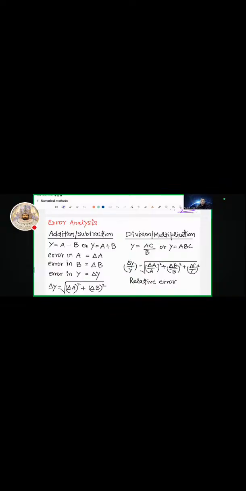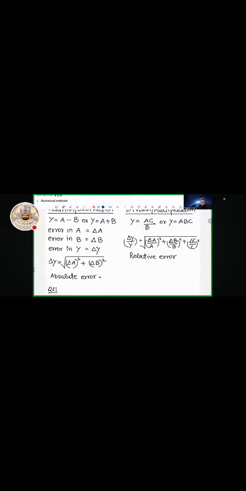So what will be my final error, if I am adding or subtracting two quantities? The error in Y will be delta Y, and that is given by the square root of delta A squared plus delta B squared. That will be my formula for absolute error. So if I know the error in A and the error in B, and I want to find the error in Y, the formula is the square root of delta A squared plus delta B squared. This formula works if Y is A minus B or Y is A plus B.